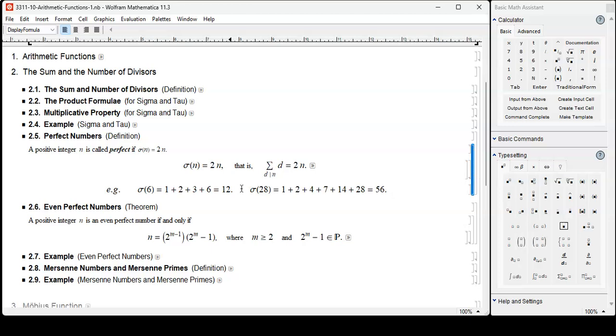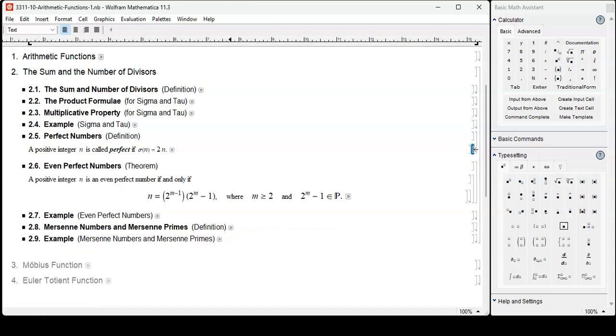The previous examples here, 6 and 28, they're both even perfect numbers, right? So they will fit into this mold. And let's verify that by trying some m values. But before starting, let me make one comment here.